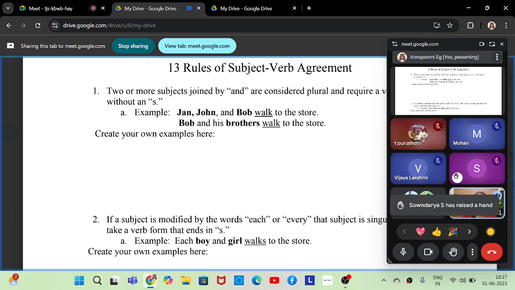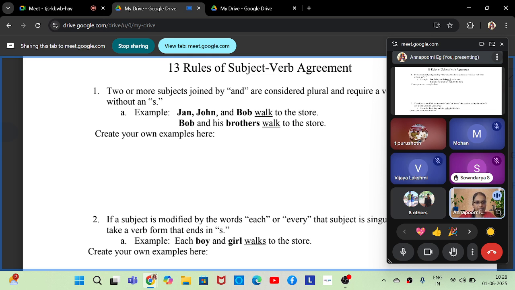Yes, Purushottam, can you give an example? Yes, ma'am. Balu and Raju studied well. We are stating in past tense. Okay, so you can tell Balu and Raju study well. So study is a plural word.